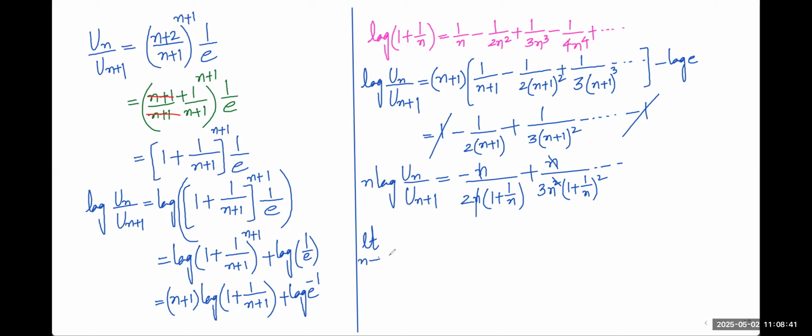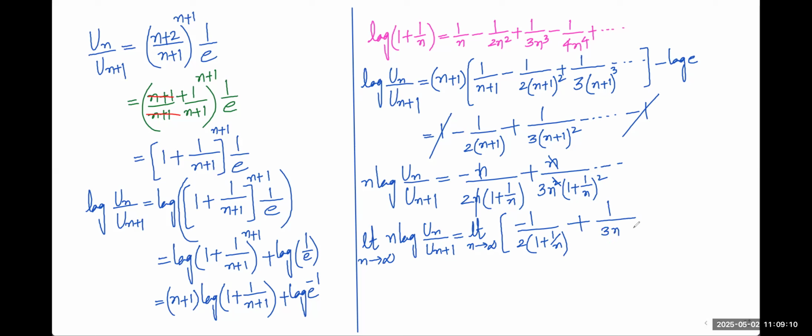Limit n tends to infinity, n times log of un by un plus 1 is equals to limit n tends to infinity, open the bracket minus 1 by 2 into 1 plus 1 by n plus 1 by 3 n plus 1 by n whole square.